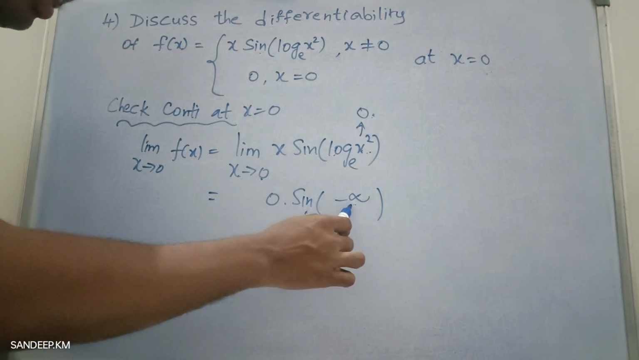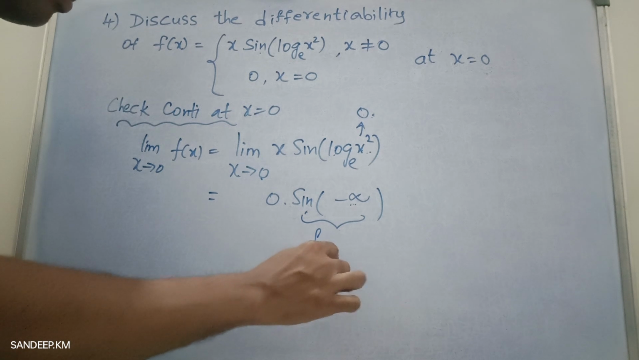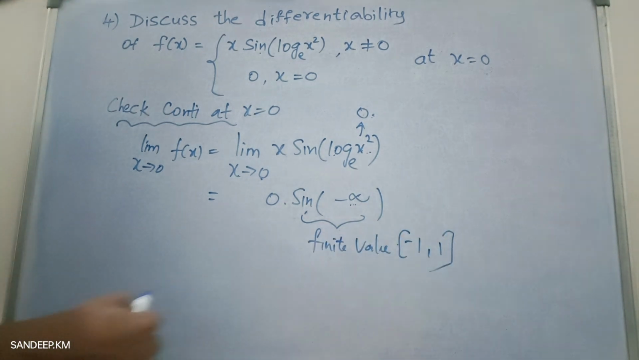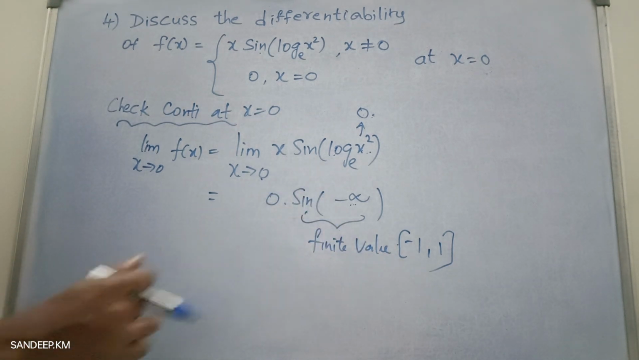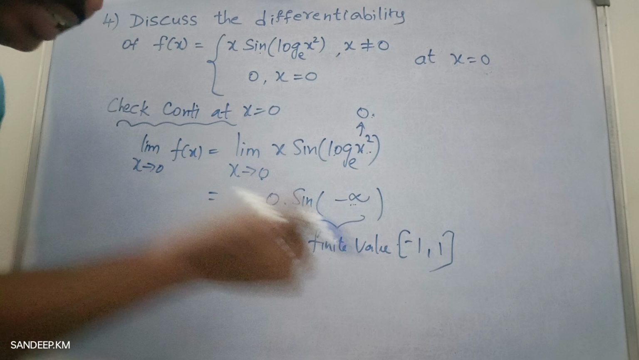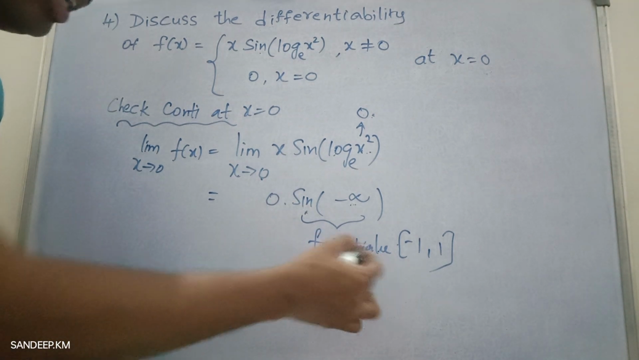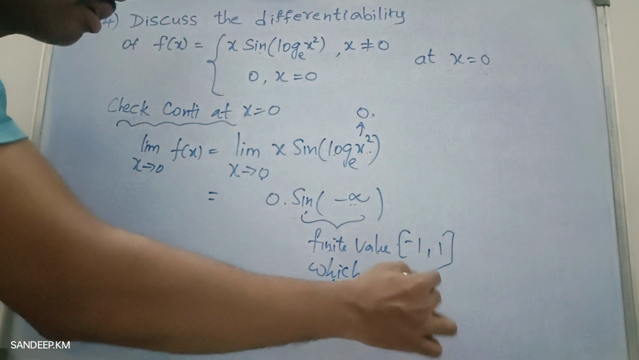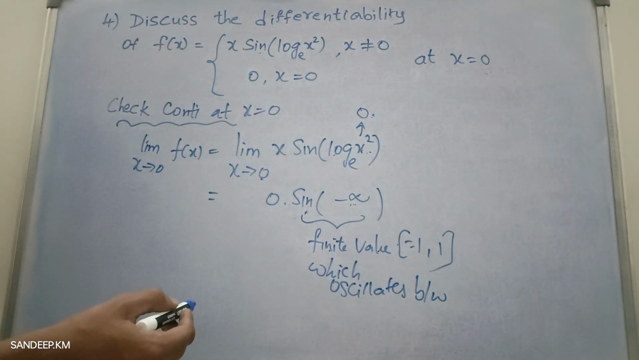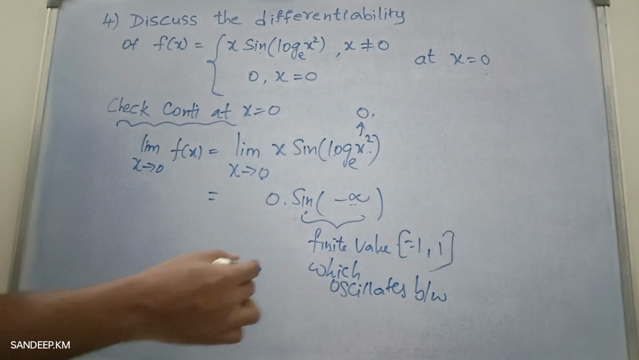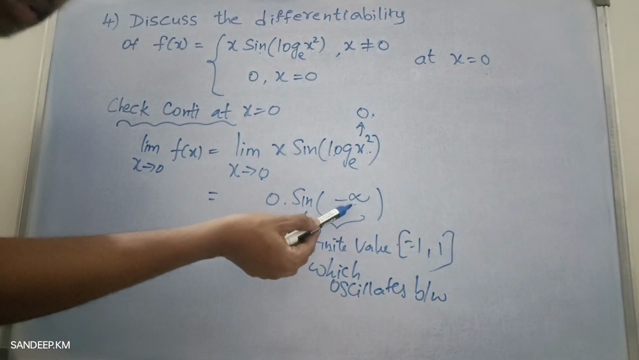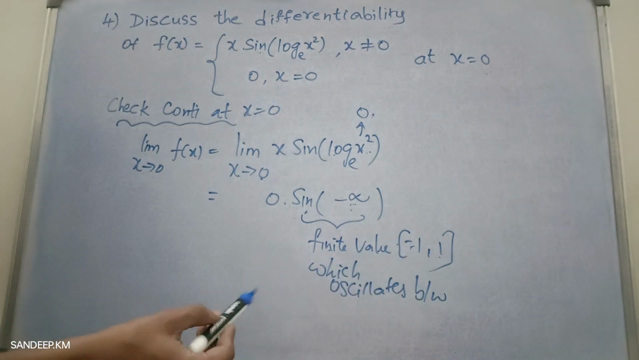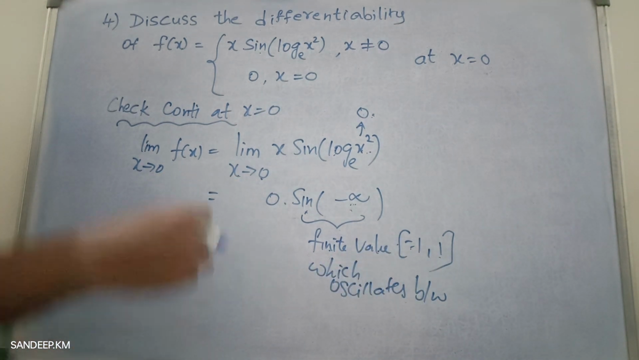Sine of minus infinity is some finite value between minus 1 and plus 1. But don't think it is a fixed finite value. I am not saying that the answer is exactly this value. No, it is a finite value whose value oscillates between minus 1 and plus 1. It is not a fixed finite value. Its value keeps oscillating as the input approaches minus infinity. Its value oscillates rapidly between minus 1 and plus 1. It is not fixed. Okay, but it doesn't matter.